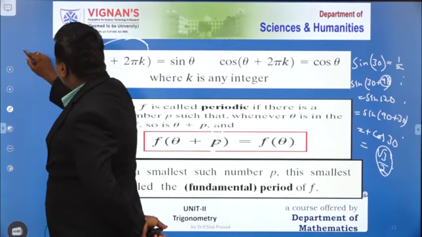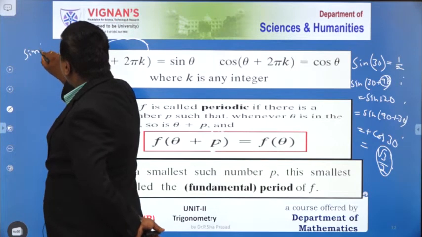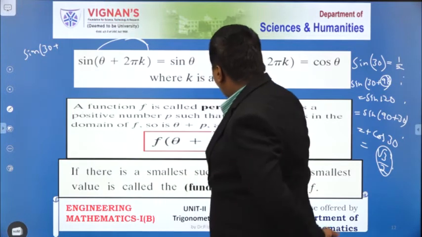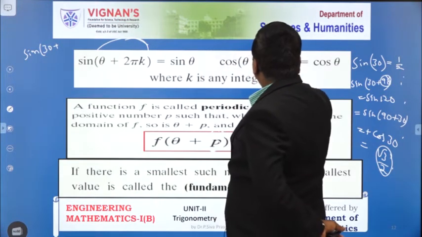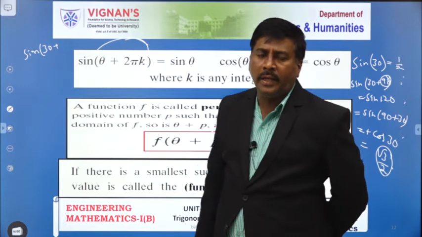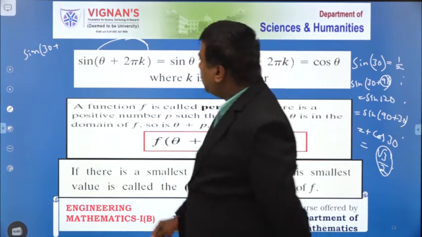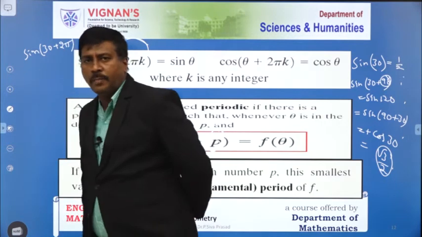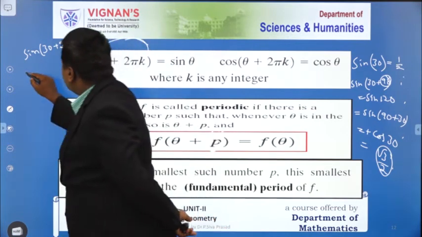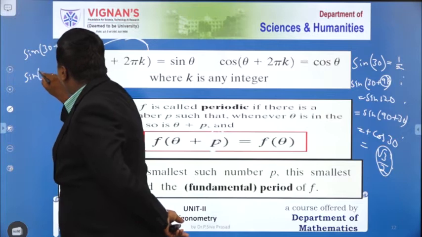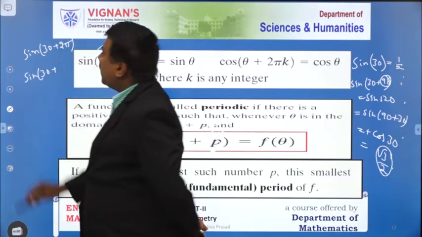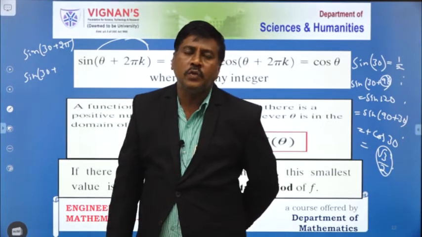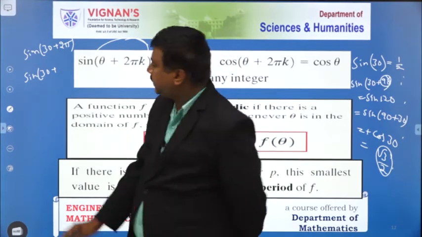Here, I take the same example: sine of 30 plus 2 pi k. We take k as an integer, with k equal to 1. So this is the sine of 30 plus 2 pi. Here pi is 180 degrees, so 2 pi means 2 into 180 degrees, that is 360 degrees.